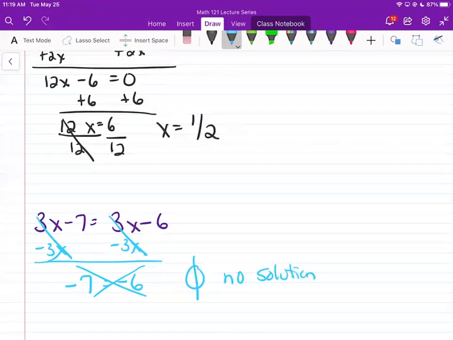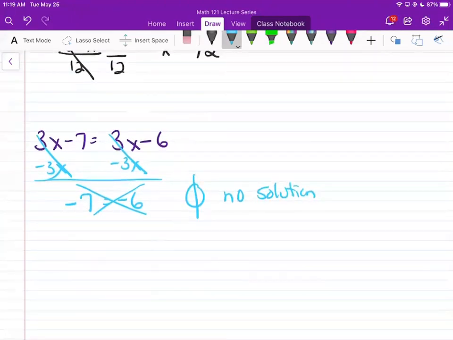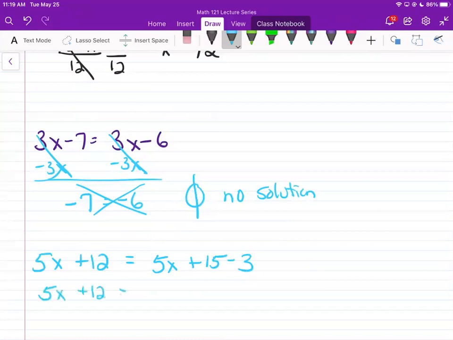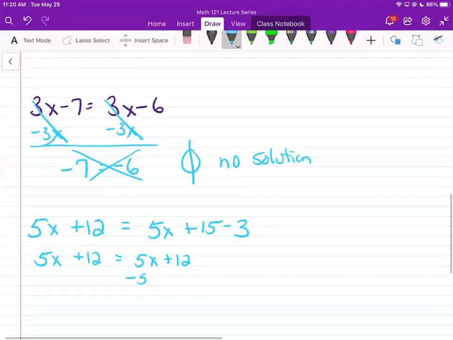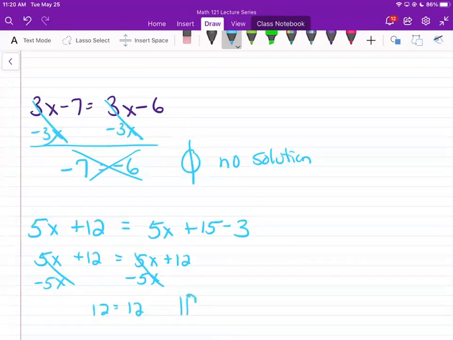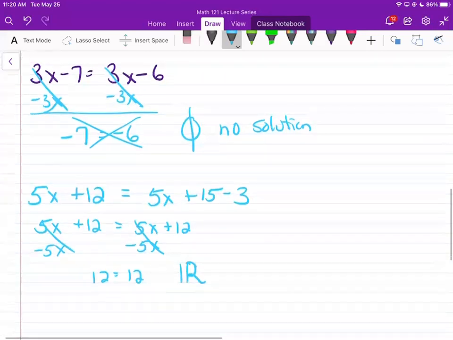And last but not least, the example we gave earlier, sometimes we end up with something that is always true. So we end up with perhaps an equation like this. After simplifying, we get 5x plus 12 equals 5x plus 12. When I subtract the 5x from both sides, I end up with 12 equals 12, which is always true. So the solution set is all real numbers. It's called an identity, or there are infinitely many solutions.